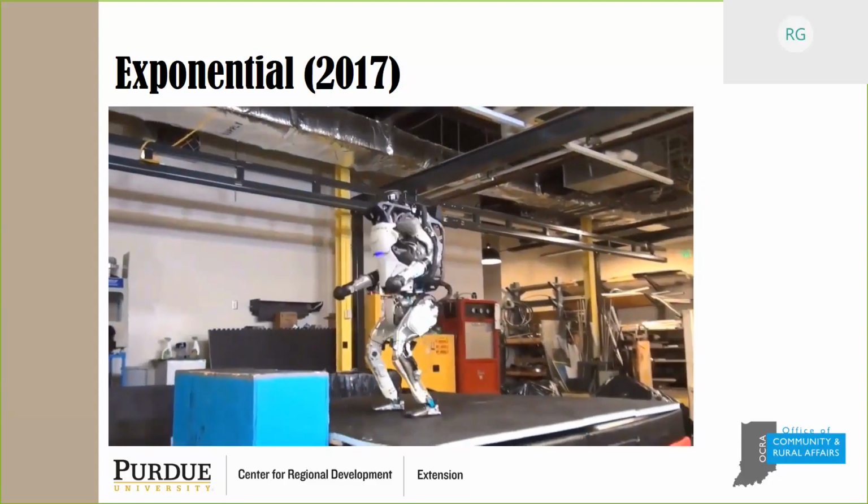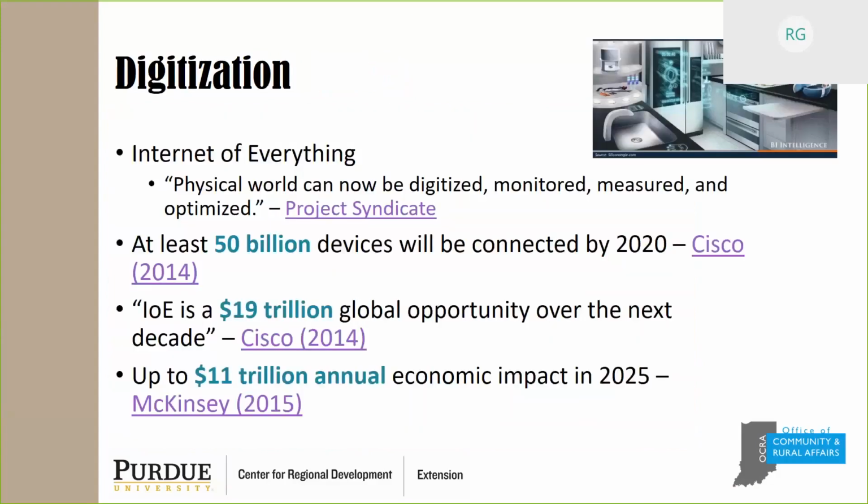Obviously, that's a different robot, but the software and the hardware behind it are growing and improving at an exponential rate, as well as adoption and other stuff. So this kind of showcases one of the characteristics. The second characteristic is obviously that everything is digital. The physical world can now be digitized, monitored, measured, and optimized. And so this is changing everything.